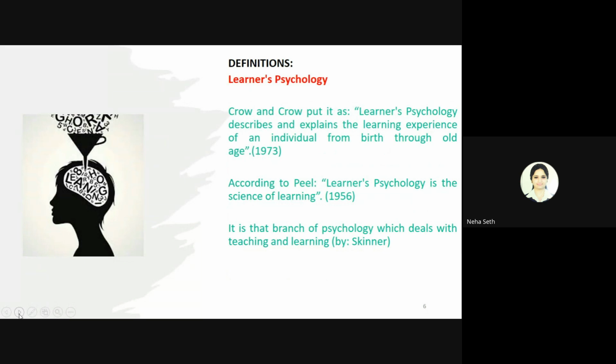So these are a few of the famous definitions given by famous psychologists about classroom psychology or learner psychology. One of the definitions was given by Crow and Crow, who said that learner psychology describes and explains the learning experience of an individual from birth through old age. Right from birth, because till the time we are alive, we are learning new things. The moment we stop learning new things, the purpose of living is almost finished. So till the time we are alive, every day we are learning new things.